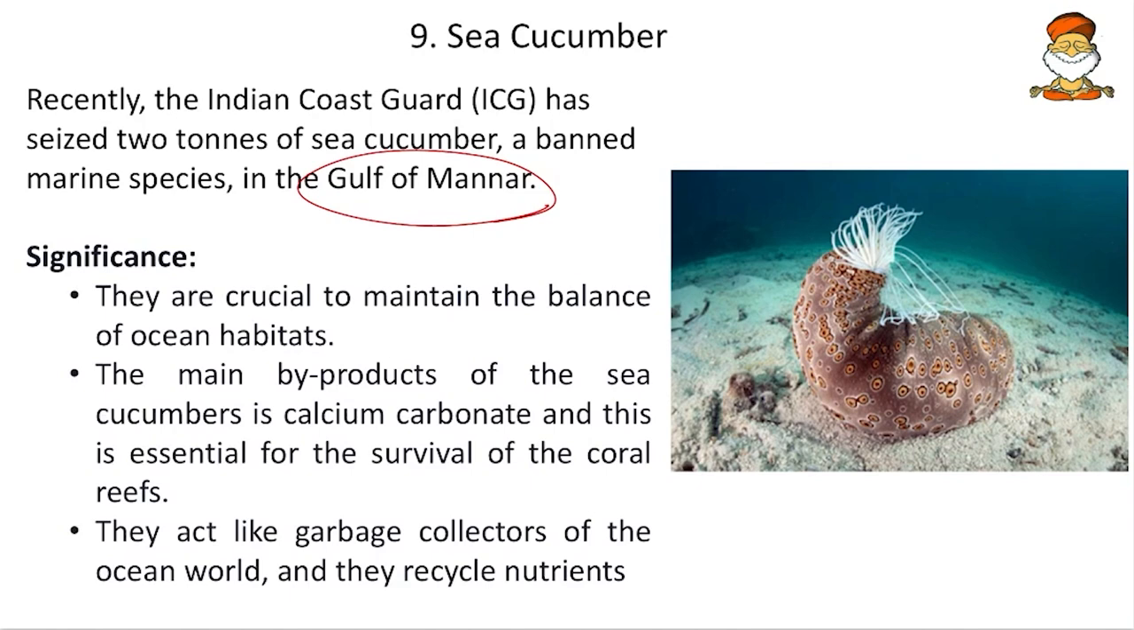And then they are crucial in maintaining the ecological balance in the ocean habitats, and the main byproduct of the sea cucumber is calcium carbonate, and this is essential for the survival of coral reefs and also for the industrial usages of the calcium carbonate. These sea cucumbers are being hunted and they are smuggled. Then they act like garbage collectors of the ocean world and they recycle the nutrients. So we can also say these are filter feeders as well.